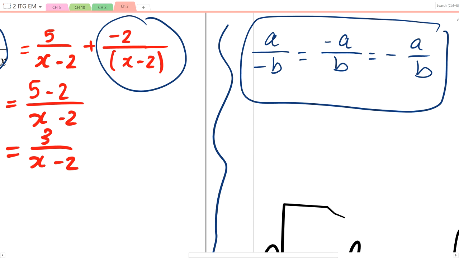Alright? So this is a little shortcut that you can use. As long as you know why it works, go ahead and use this. You see that this negative sign, whether it belongs to the denominator, whether it belongs to the numerator, whether it belongs to the whole thing, they all give you the same result. You can use your calculator and prove it and convince yourself.